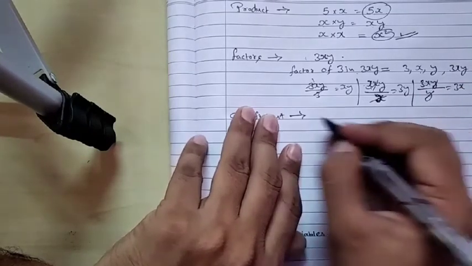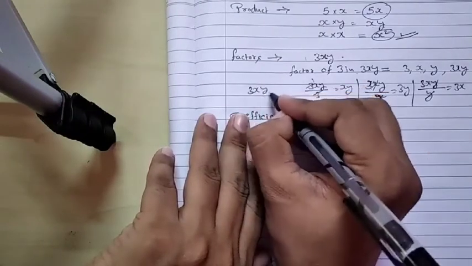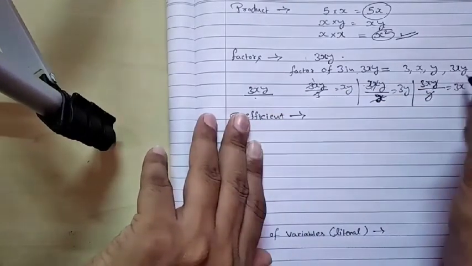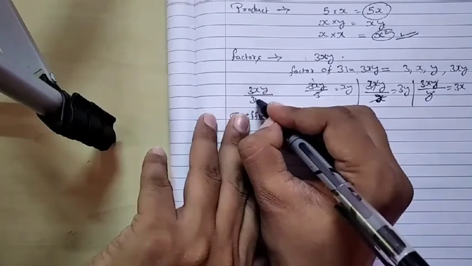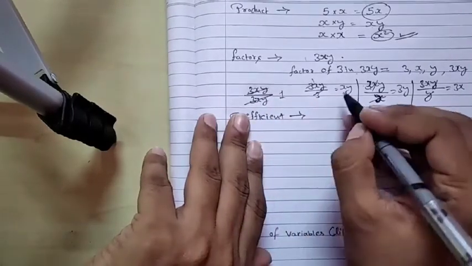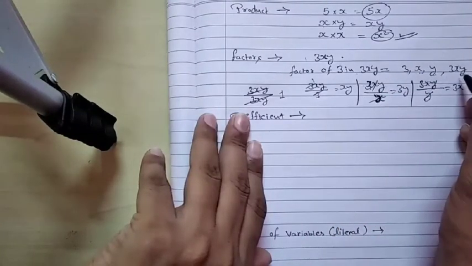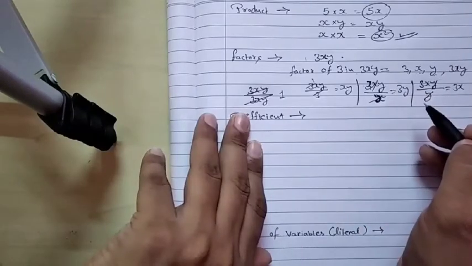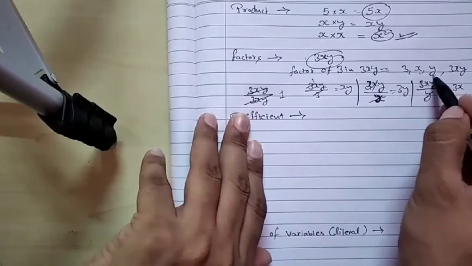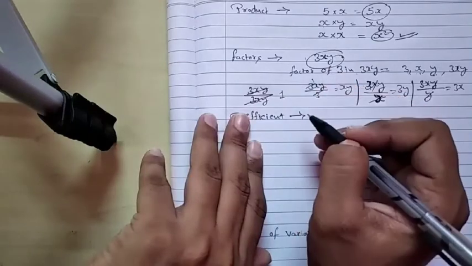And similarly 3xy is divisible by 3xy, and you will get 1. So you can see here that all those numbers, constants and variables which divide the given term exactly are called the factors of the given term. So 3, x, y and 3xy are the factors of 3xy.